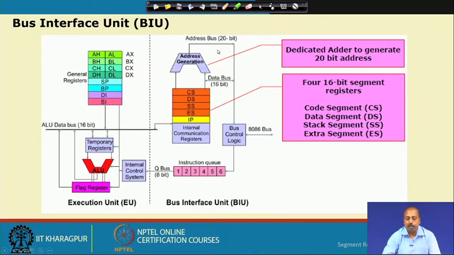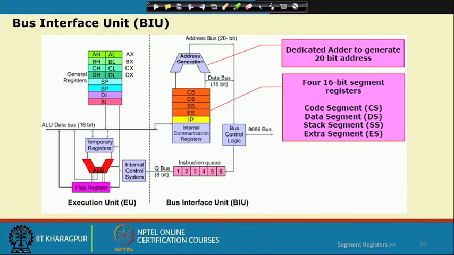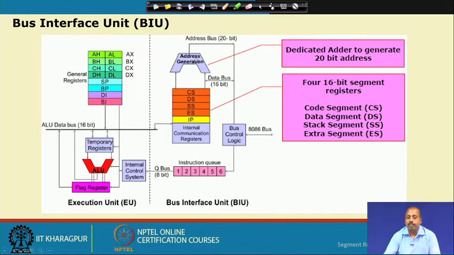Next we will look in detail at what is going to happen. We will start with the bus interface unit. As I said, the address generation is done by a 20-bit ALU, which will generate a 20-bit address, and CS, DS, ES, SS are all 16-bit registers.